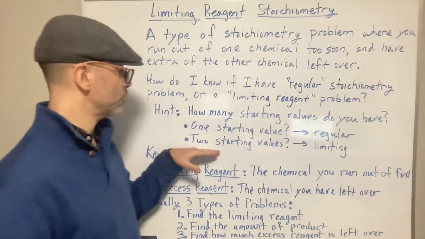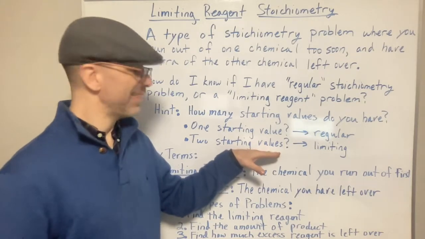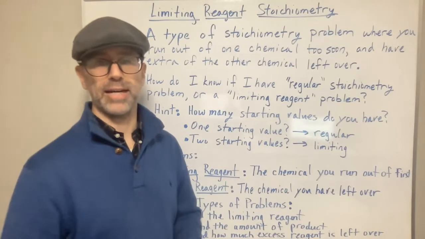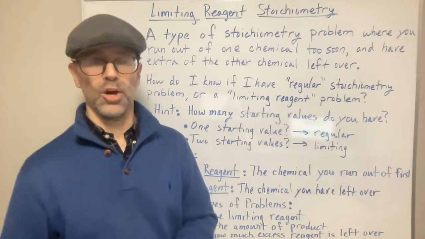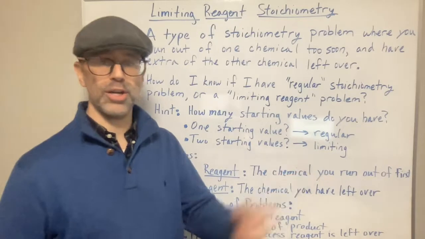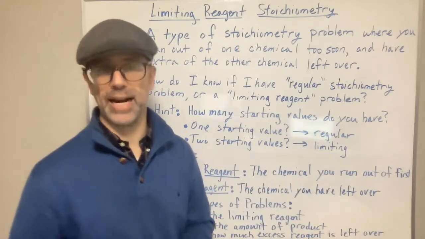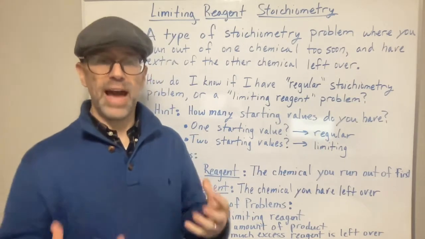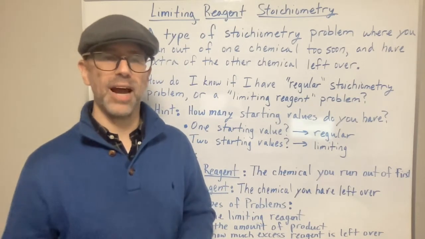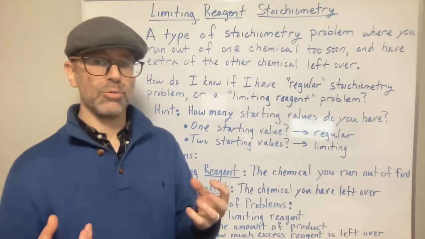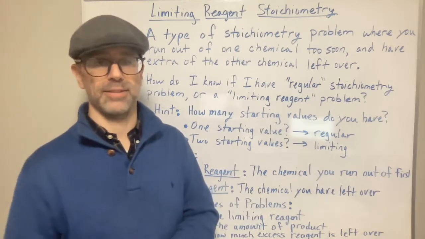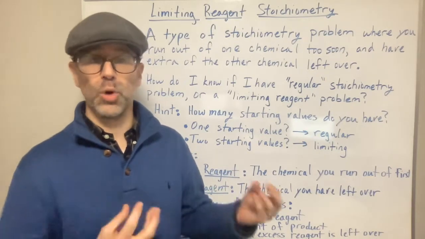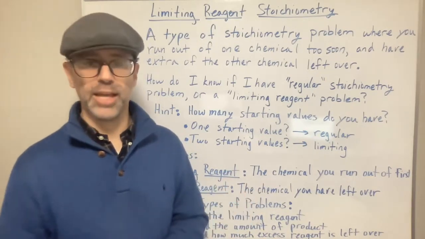But if you are given two starting values, then you've got a limiting reagent problem. If they're giving you the mass of one reactant and the mass of another reactant, or if they give you, say, the molarity or concentration of one reactant and the concentration or molarity of another reactant, that's a limiting reagent problem. So anytime they give you the amounts of both reactants, then it's a limiting reagent problem, and you've got to figure out which one of those reactants is the limiting reagent.